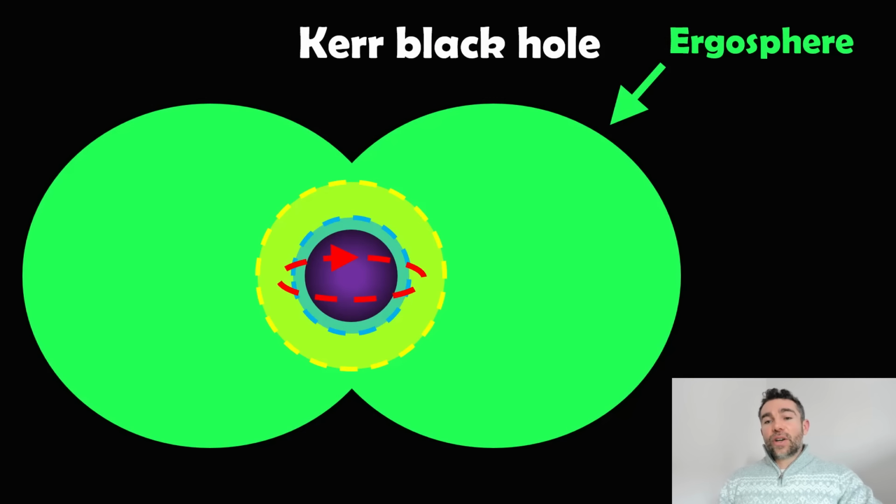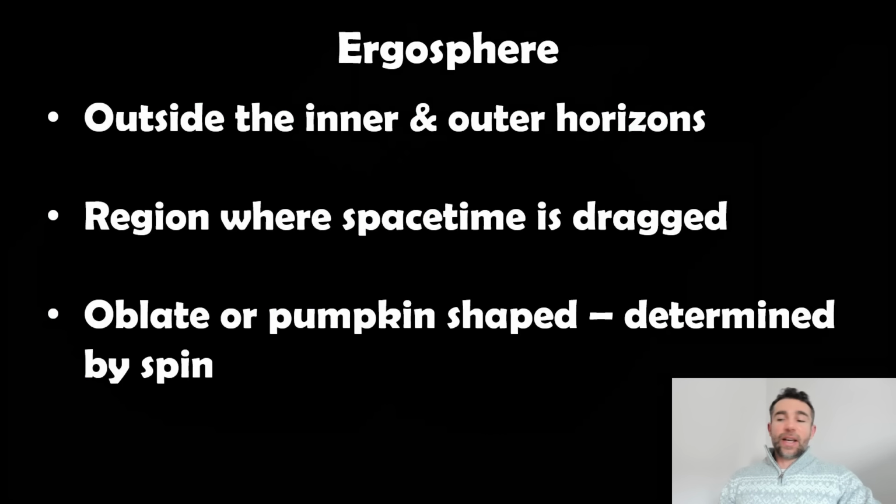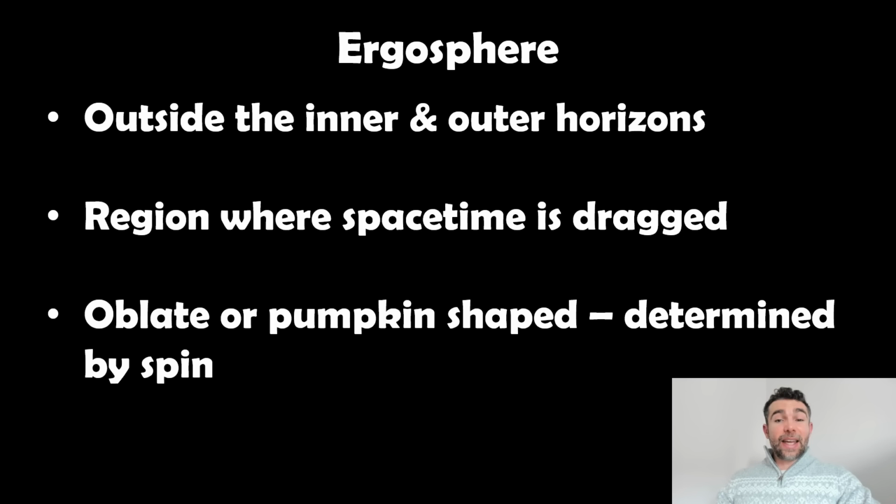And we also have the ergosphere, which sits outside of the inner and outer event horizons. The ergosphere is a region which is essentially frame dragged by the rotation of the black hole. Now the black hole is rotating, there's an area outside of it where it's twisting and distorting the space around the black hole. So the ergosphere, as we mentioned, sits outside the inner and outer horizons. It's a region where space-time is dragged around it, and the shape of it is oblate, or it can be kind of pumpkin shaped.